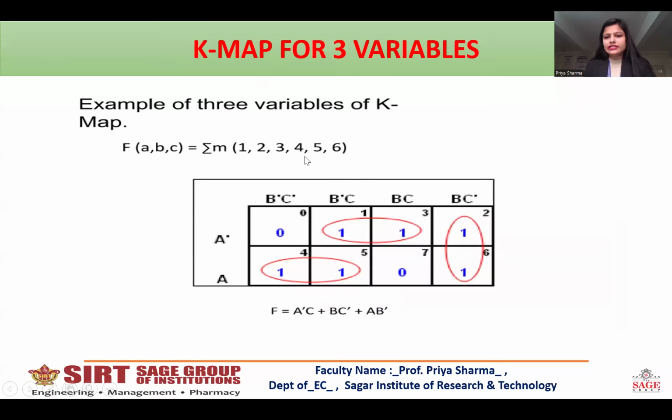So this is the question which is given. We have been given the sum of product form 1, 2, 3, 4, 5 and 6. So we'll mark 1 over these values 1, 2, 3, 4, 5 and 6, and the remaining has been marked as 0. After grouping, we found that 3 pairs are there.